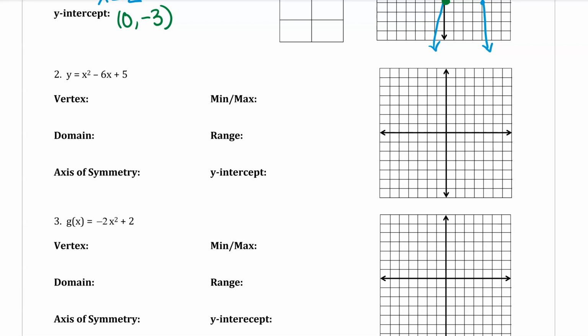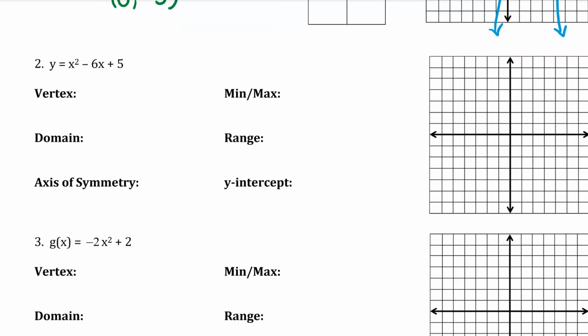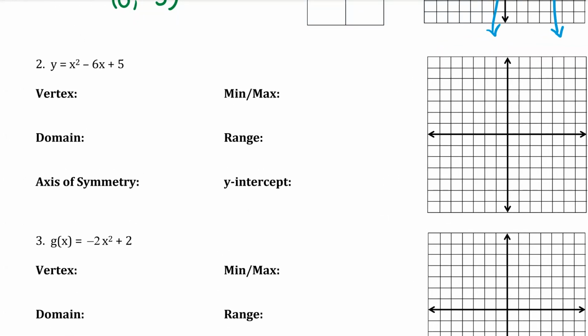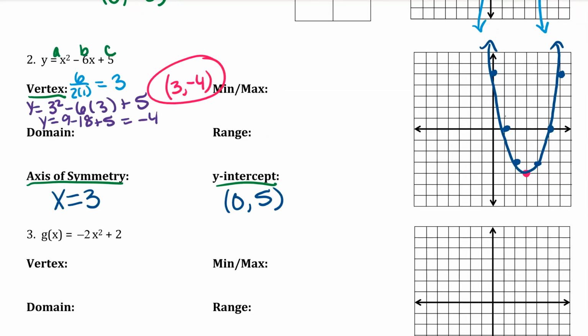Okay. Why don't you guys go ahead and try to do number 2. You know how to find the vertex. You know how to find the axis of symmetry and the y-intercept because I just did it. And then I know there's some new stuff, but I think you could probably figure it out. So go ahead, pause your video now and do number 2.